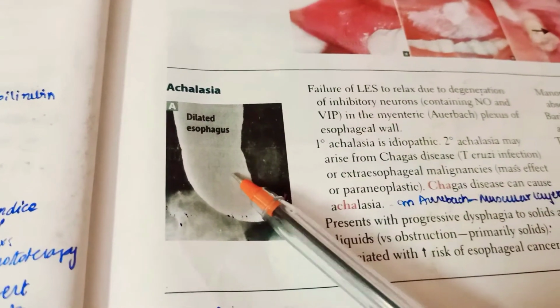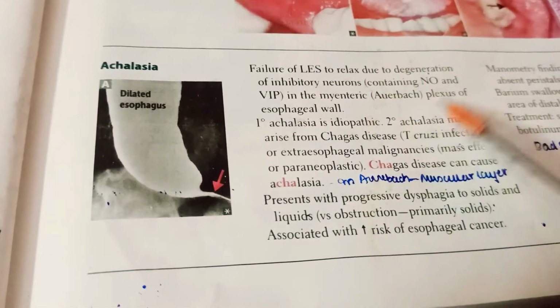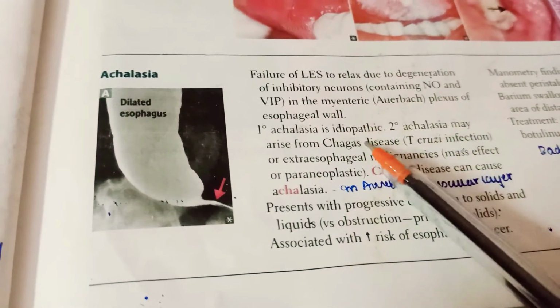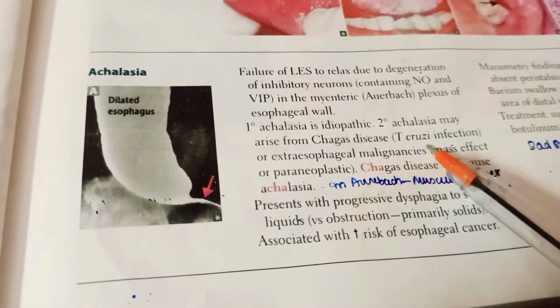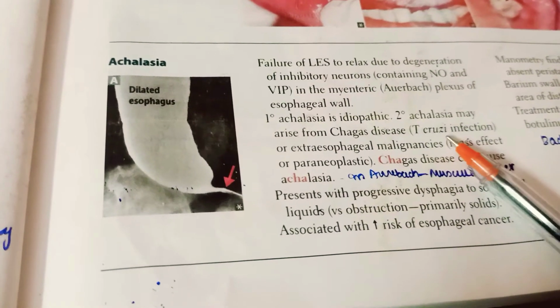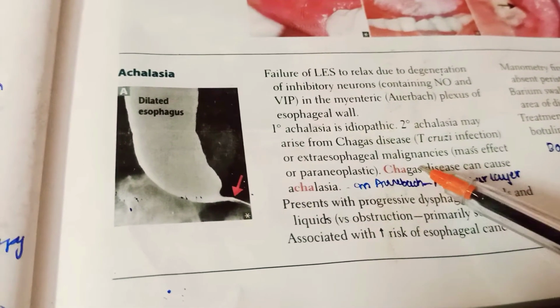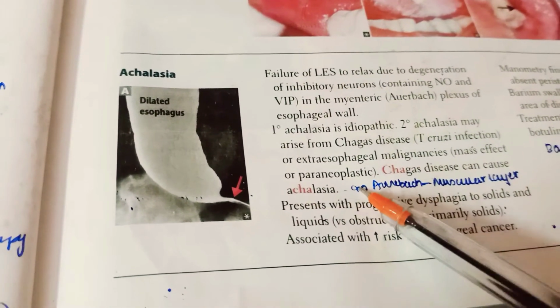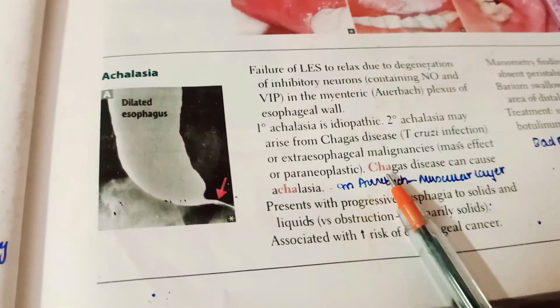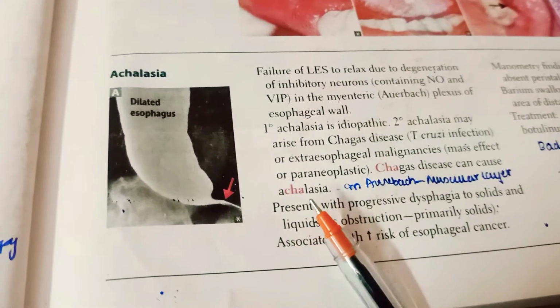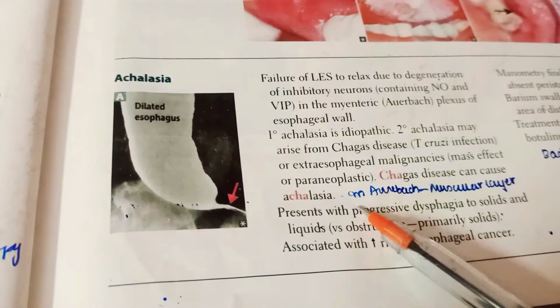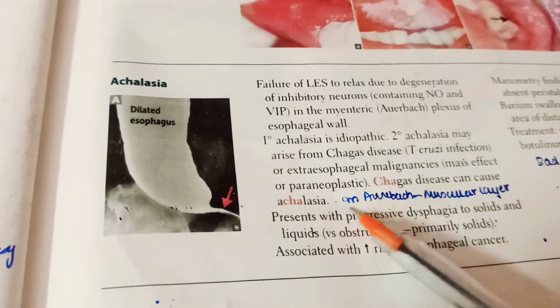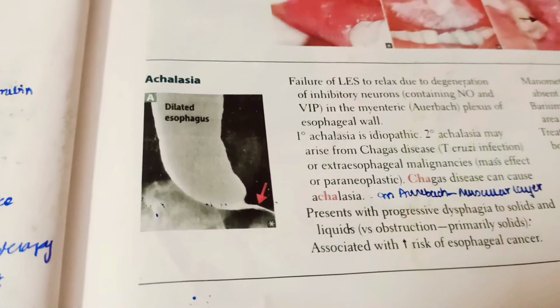Actually, achalasia can be either primary or secondary. If it is primary, it is idiopathic. Secondary is associated with Chagas disease, that is a T. cruzi infection, or extra-esophageal malignancies like mass effect or paraneoplastic can also cause it. But Chagas can cause achalasia, which is important, especially involving the Auerbach plexus, the muscular layer of Auerbach plexus is involved here.